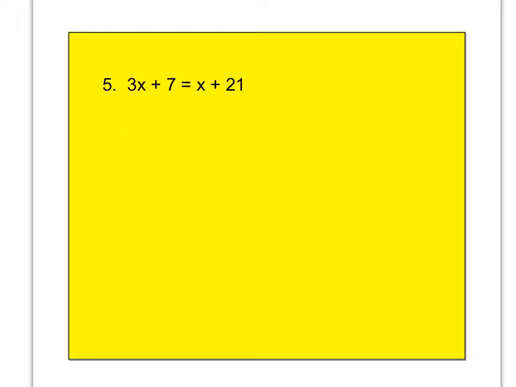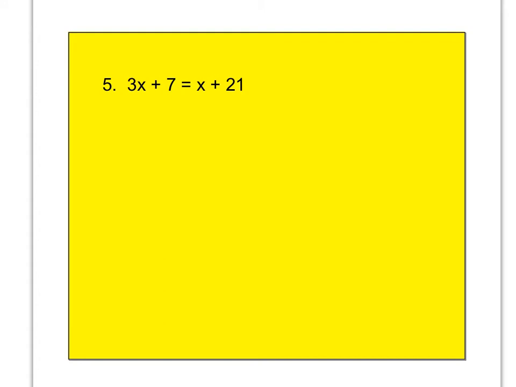Let's try number 5. In step 1, is there anything we can do to simplify either side of the equal sign? I would say not really. But we can do step 2 this time. There are variables on both sides of the equal sign. So we need to move one of them, so that they're on the same side of the equal sign. I usually move the lower one.